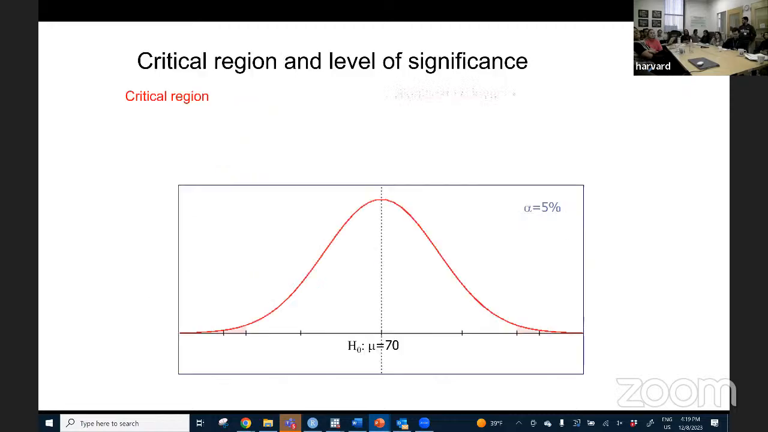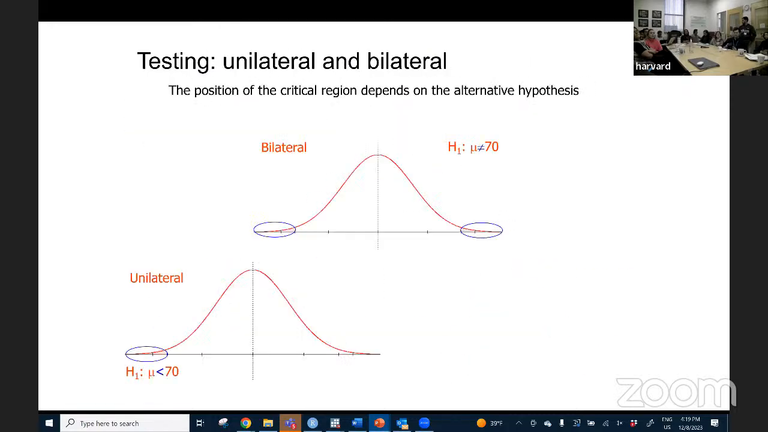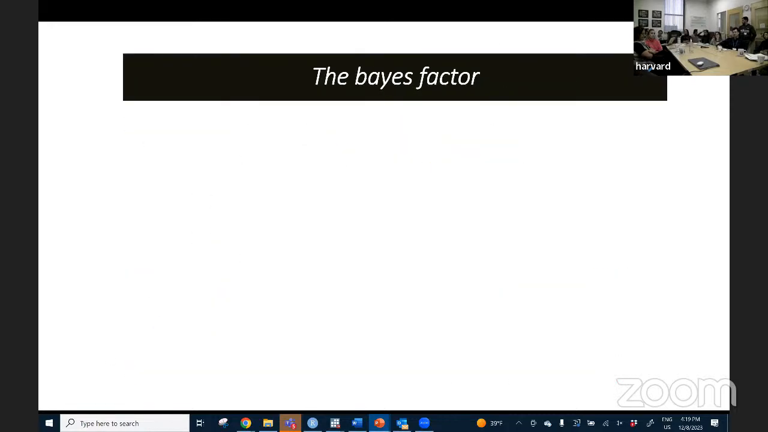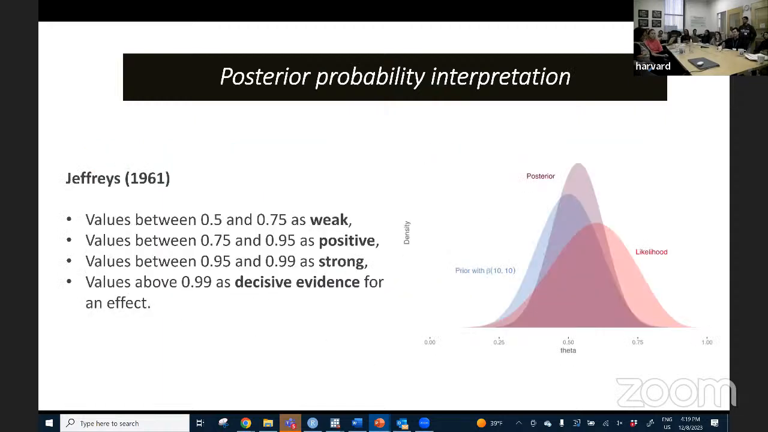So going back to the principle, and reminding everyone, we did the Bayesian analysis without prior information in that case.